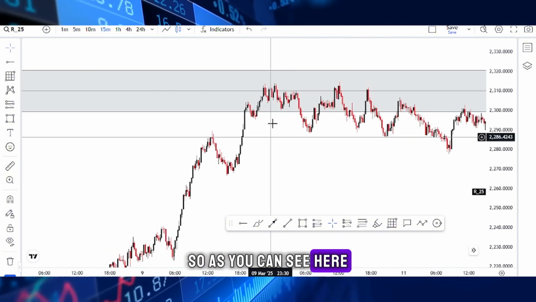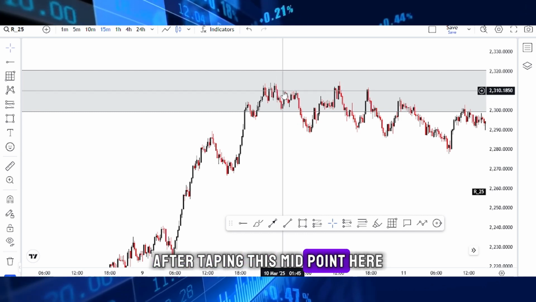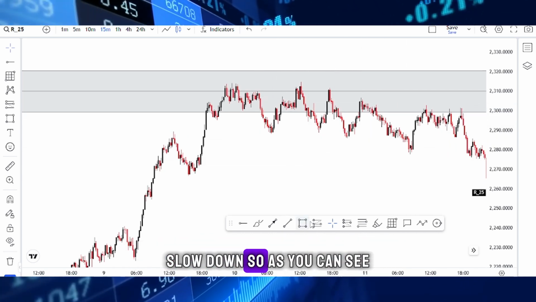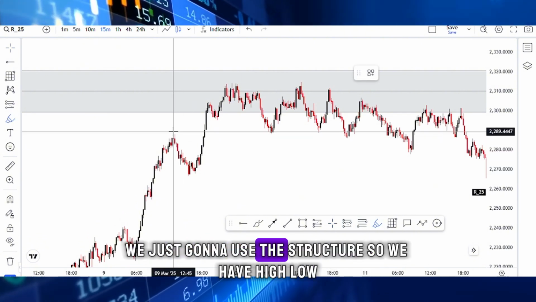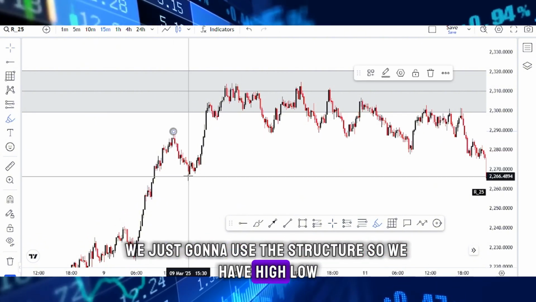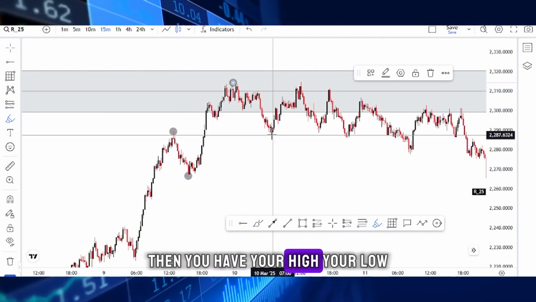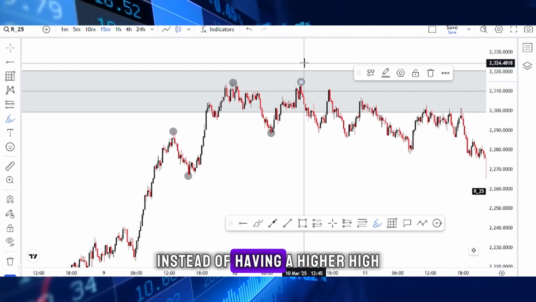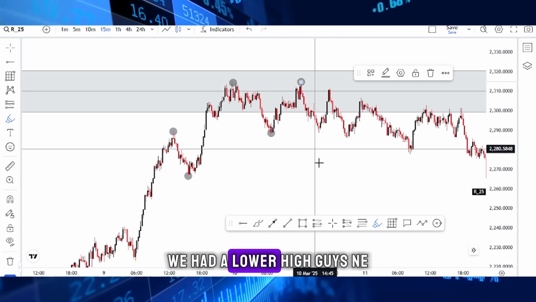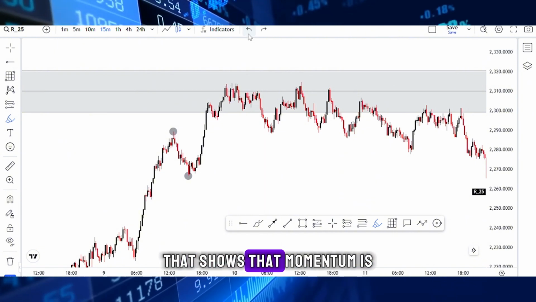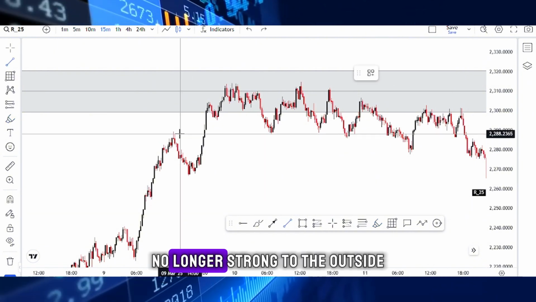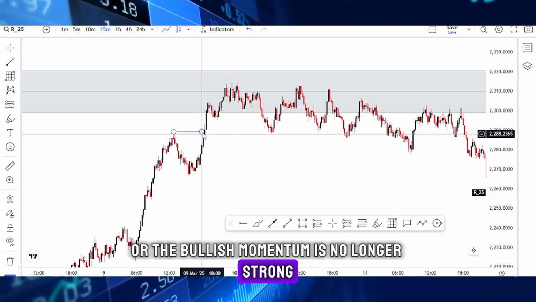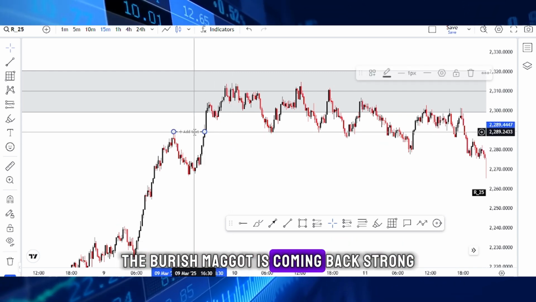So as you can see here, after tapping this midpoint, the market started to slow down. We're just going to use the structure. So you have high, low, then your high, your low, then you have your lower high here. Instead of having a higher high, we had a lower high, guys. That shows that momentum is no longer strong to the upside, or the bullish momentum is no longer strong. The bearish market is coming back strong, guys.